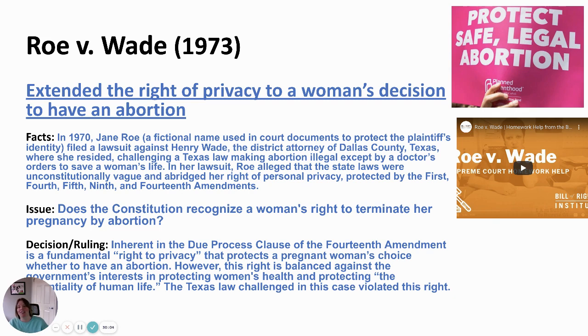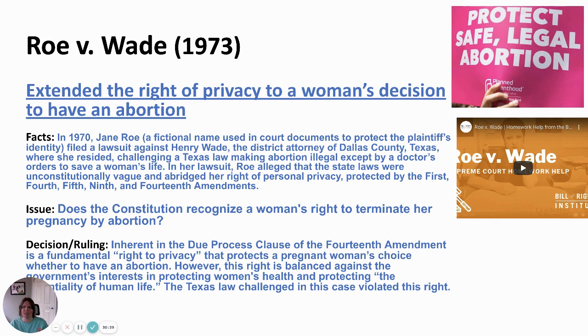So the question is, does the Constitution recognize a woman's right to terminate her pregnancy by abortion? And what the Supreme Court did is they didn't establish the right to privacy. That was actually established in a previous court case. Griswold v. Connecticut was a case that dealt with birth control. But where does that right to privacy come from? Because it's not in the Constitution, basically. So where do we get this right to privacy?